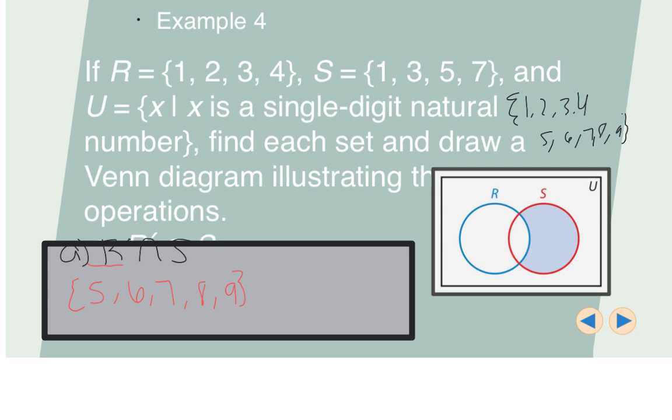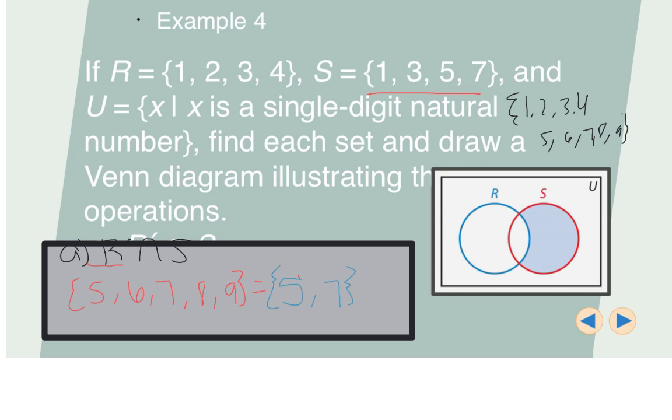And of course we have S right here. What numbers intersect? What numbers match? 5 and 7. That is the set of numbers that the complement of R intersects with S. Now let's take a look at the Venn diagram.